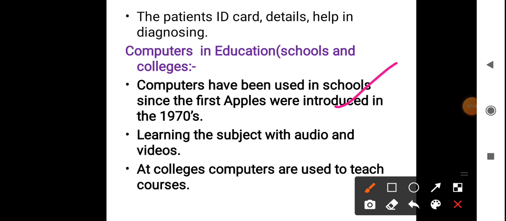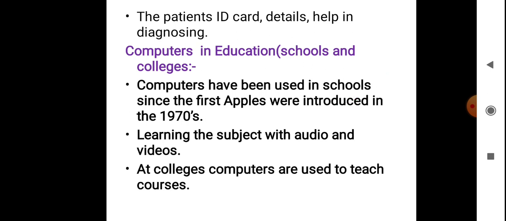Using these computers, we can learn the subject with audio and videos. With video classes, like smart classes, we can learn and understand the subject properly without any confusion. Many colleges are using these computers to teach numerous different courses. So to teach the courses also, we are going to use computers.